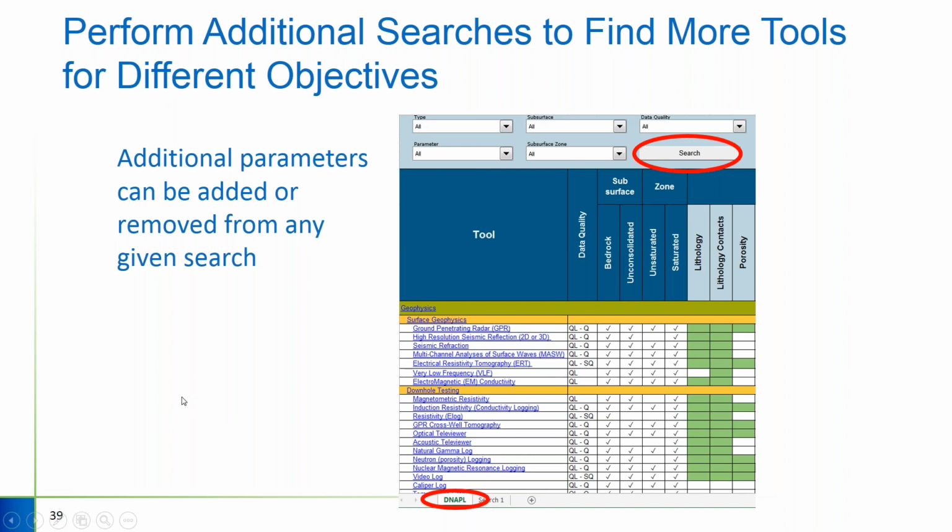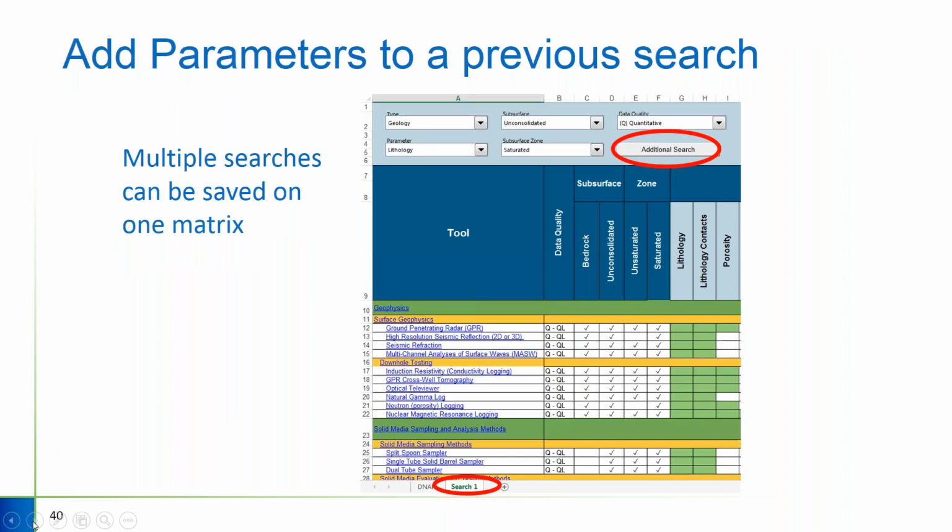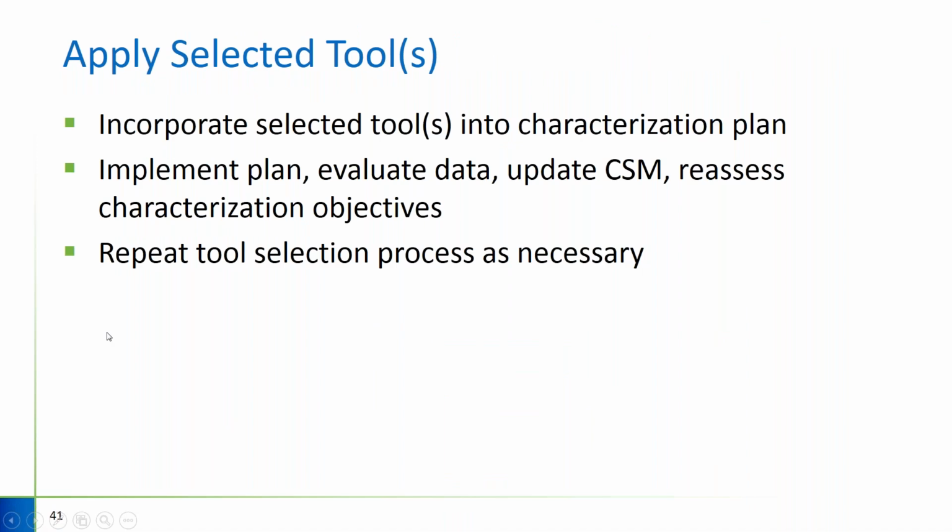If that's too many, if you do a search and you still haven't narrowed it down enough, then you can do another search on the results that you've already set up. So again, the idea is that you select the tool or the tools that you're going to use, and then you basically finish up your work plan, and then go out in the field and collect the data.